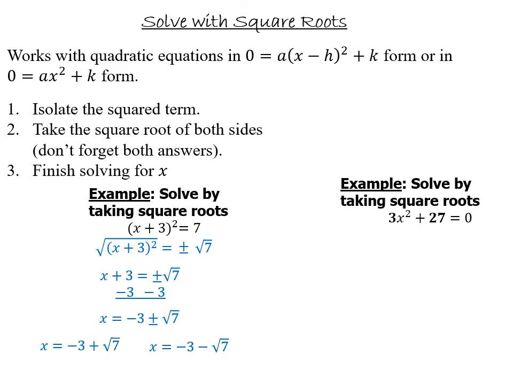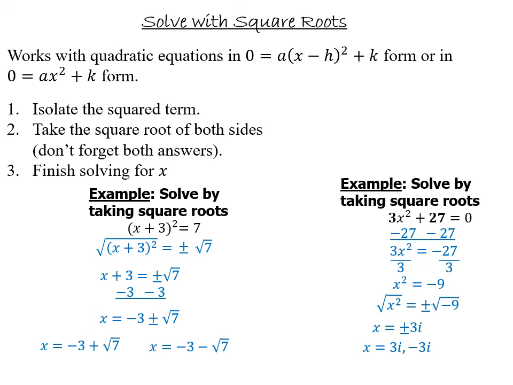Next example, 3x squared plus 27 equals 0. Move the 27 to the other side. Then divide both sides by 3. We get x squared equals -9. Square root both sides. Don't forget the plus minus. And that gets us, well, the square root of 9 is 3. Square root of -1 is i. So that's x equals plus or minus 3i. We could write that just like I've got it written here, or we can write that as x equals 3i, comma, -3i.